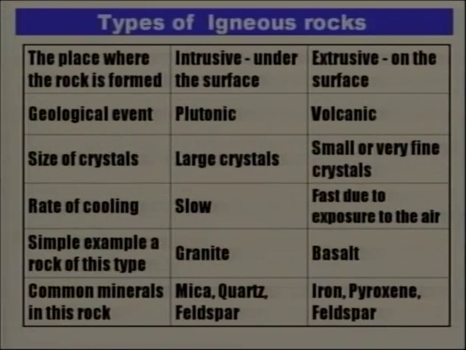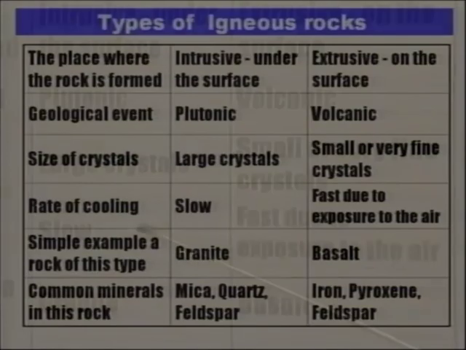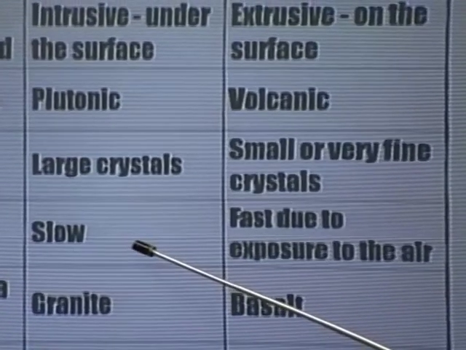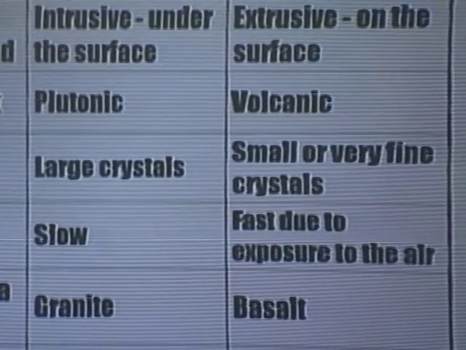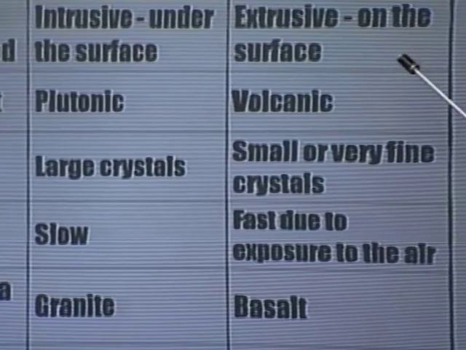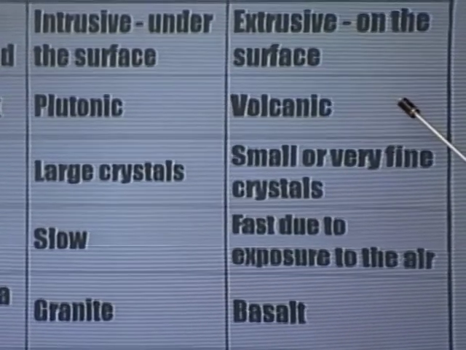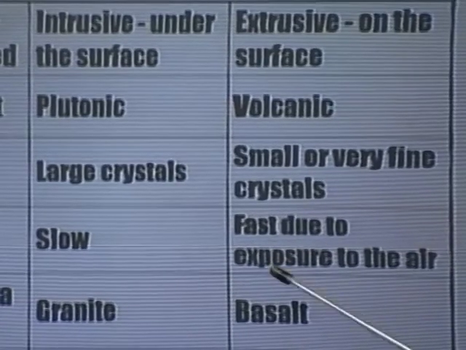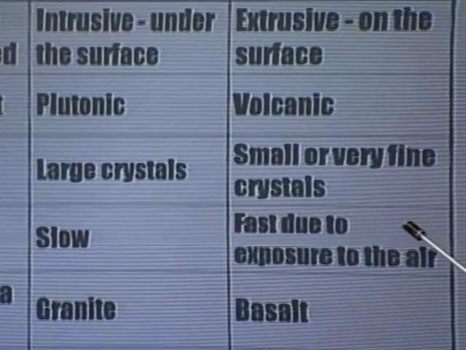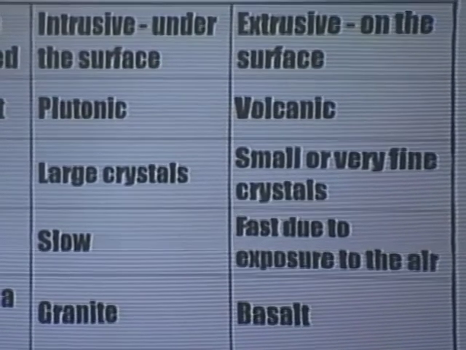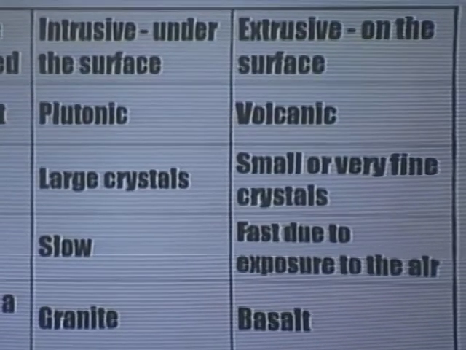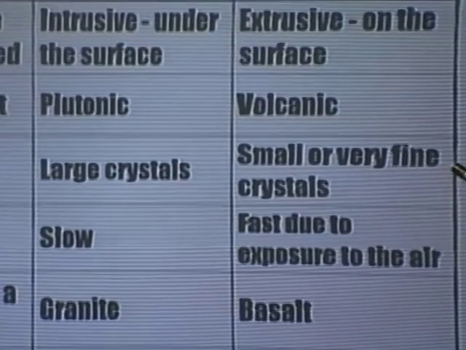It has to do with the cooling process. The large crystals in the intrusive igneous rocks are a result of the fact that cooling has been slow. And because of the slow cooling, it means that the crystals have time to grow. Therefore, they are large. Whereas the extrusive volcanic igneous rocks, the rate of cooling is actually fast. And because of the fast rate of cooling, the crystals did not have time to grow, resulting in the crystals being small or very fine.